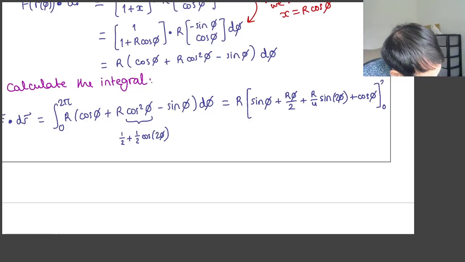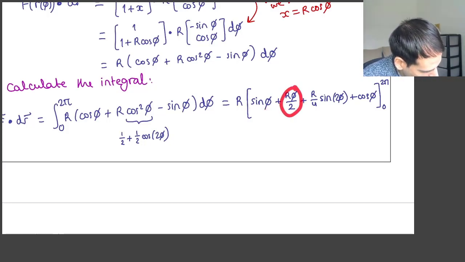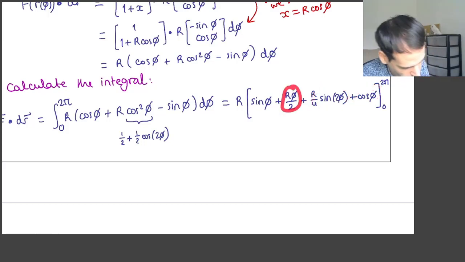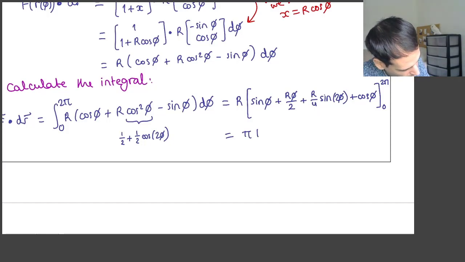Evaluate it between 0 and 2 pi. So if you evaluate, sine of 2 pi is 0, this will be 2 pi divided by 2 times r. Sine of 4 pi is 0, and cosine of 2 pi is 1. And then when you subtract the values at 0, sine of 0 is 0, sine of 0 is 0, cosine of 0 is 1, and this will be 0. So if you do the additions, you end up with pi r squared.